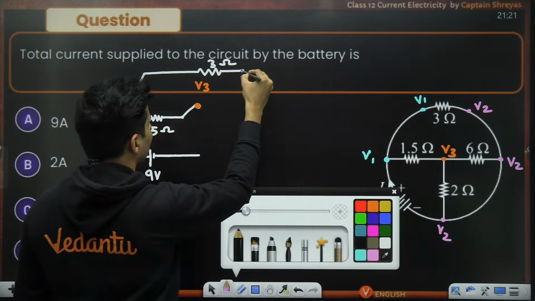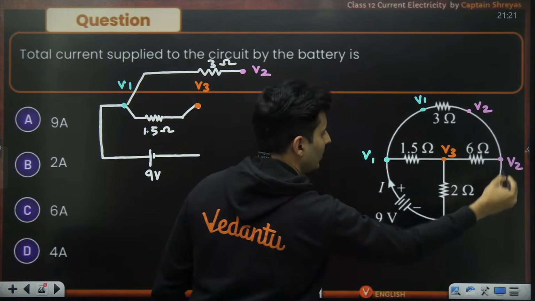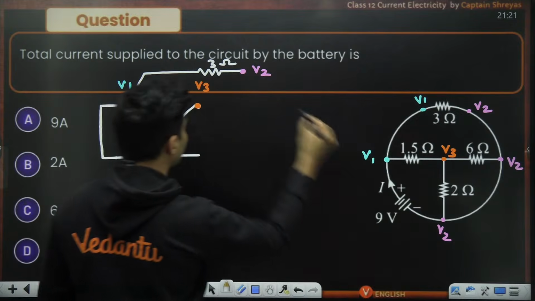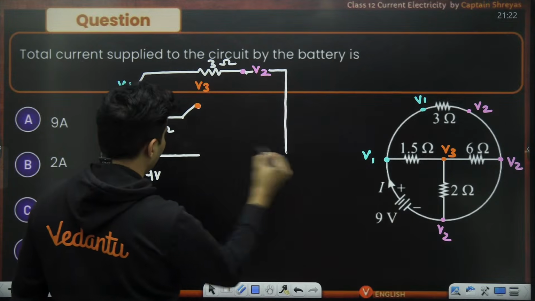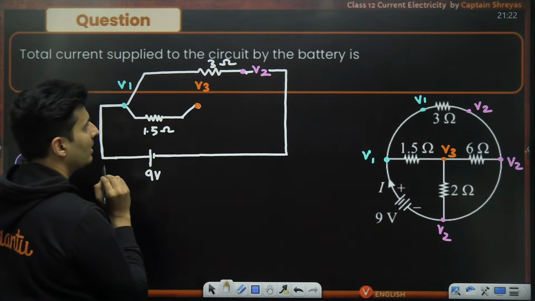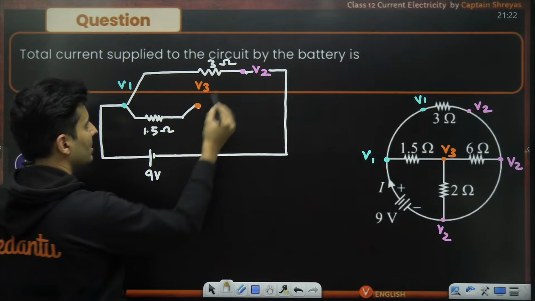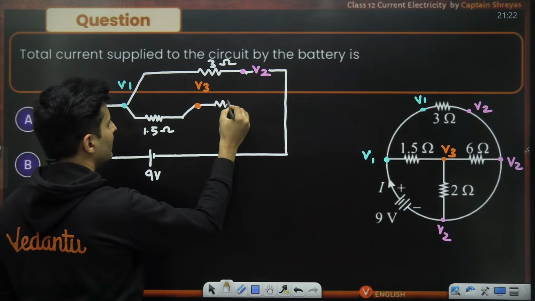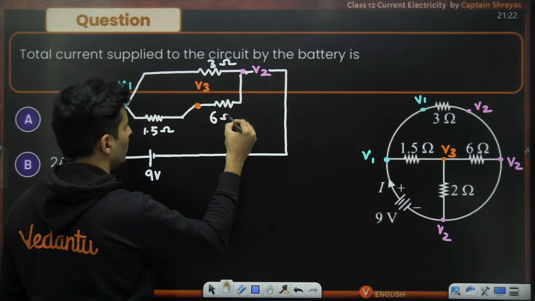And let's say this is V2. That same V2 is connected to the negative terminal. And also V2 is connected to V3 by 6 ohms. That is what it is, 6 ohms.